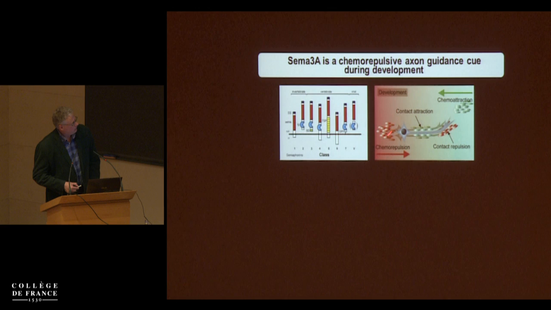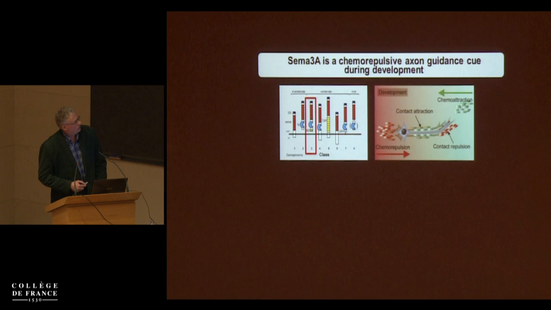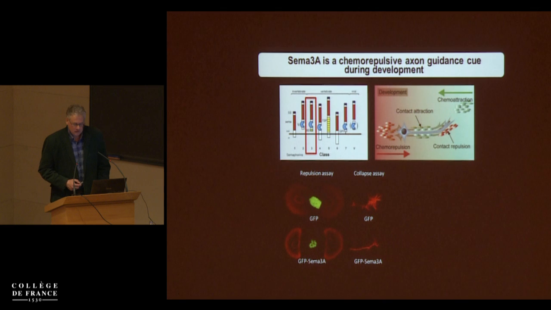It's a very large family of proteins, but I will only talk about the class 3 semaphorin member, semaphorin 3A. During development, this protein is a repulsive axon guidance molecule, and that's probably best illustrated with these two assays. A repulsion assay, where you culture two dorsal root ganglia next to a clump of cells that either produces TFP or secretes SEMA3A. As you can see, the axons, the neurites of the DRGs, are not able to grow in this assay towards the clump of cells.